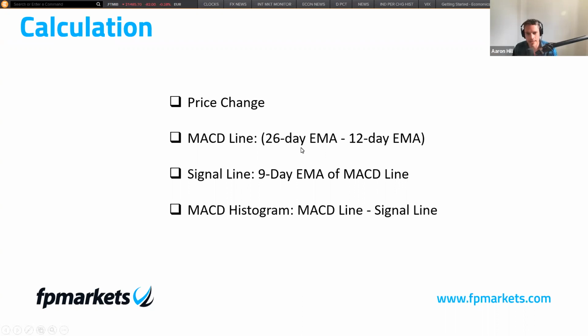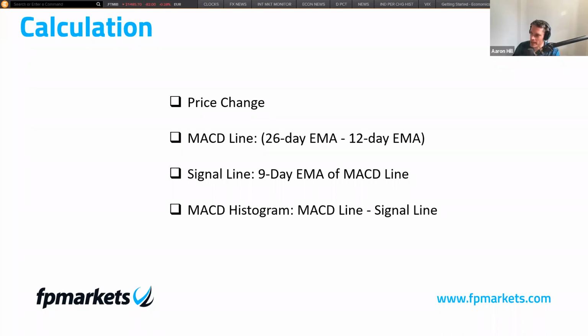Now, an EMA is an exponential moving average. It's not a simple moving average. So an exponential moving average is simply a moving average with more weight on the most recent observation. Okay, that's all it is. Unlike a simple moving average, which has equal weights on each observation in the calculation.